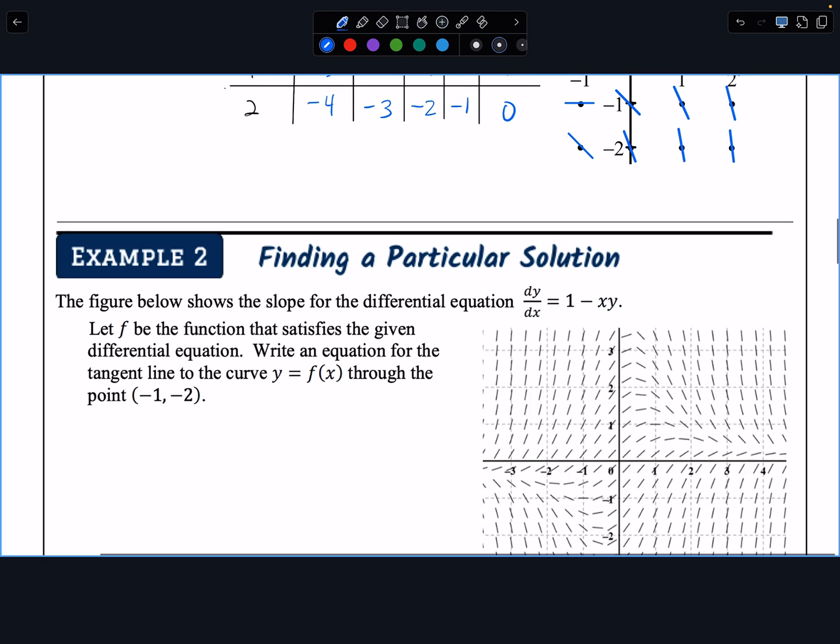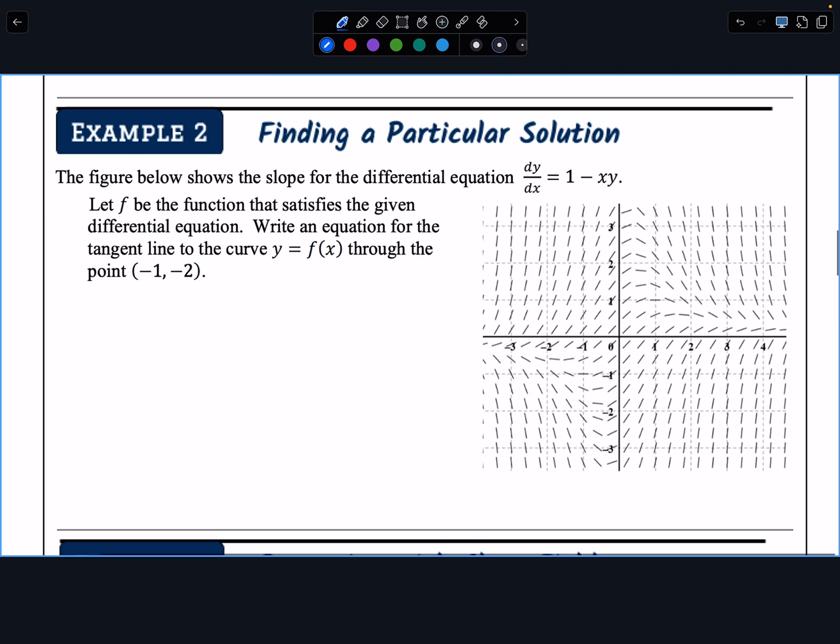All right. So the rest of this lesson, I'm pretty much giving you guys sample problems you could see on an AP test. Okay. The figure below shows the slope field for the differential equation dy/dx is equal to 1 minus xy. Let f be the function that satisfies the given differential equation. Write an equation for the tangent line to the curve y is equal to f of x through the point -1, -2.